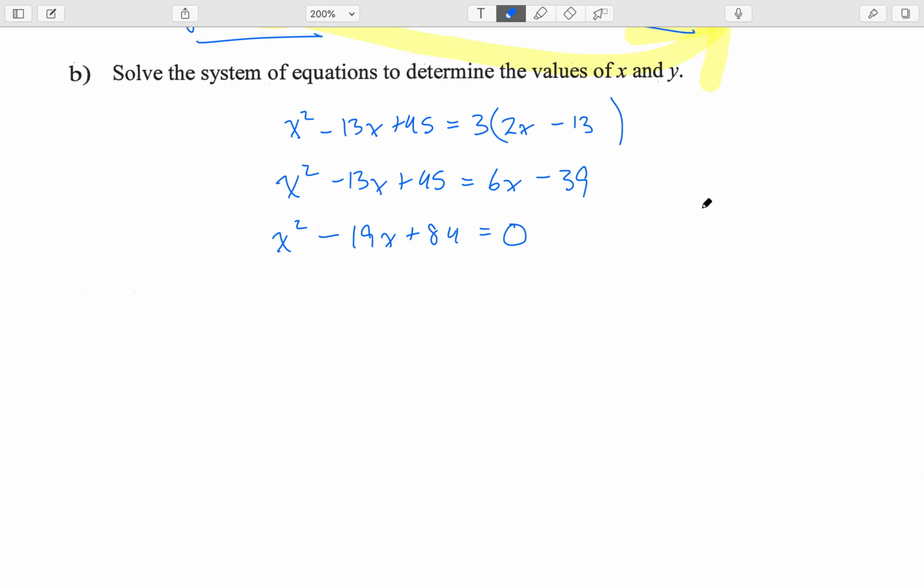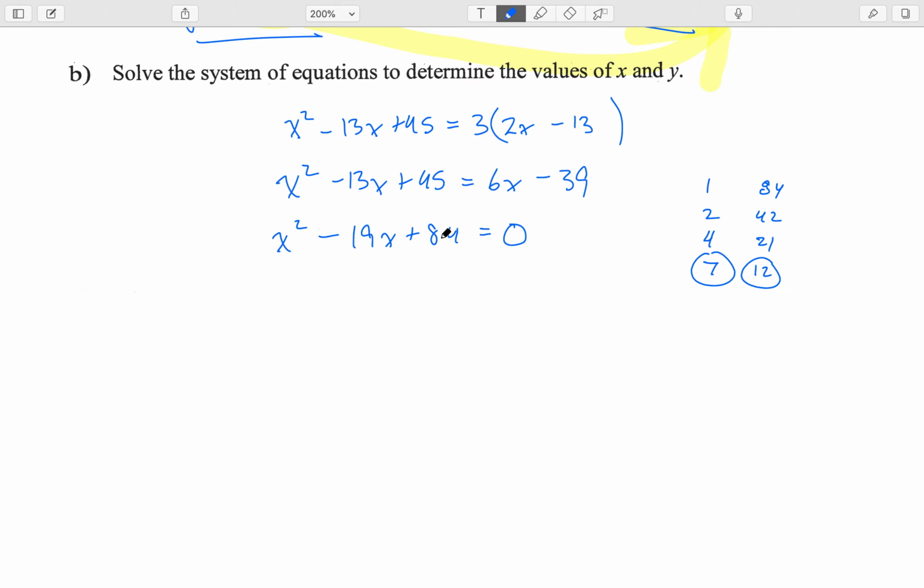Two numbers that multiply to 84. 1 times 84. 2 times 42. 3, I don't know if 3 divides in. 4 times 21. 5, 6. 6 times something. 6 times 14, I think. Hang on, 7. 7 times 12. There it is. 7 and 12 add up to 19.